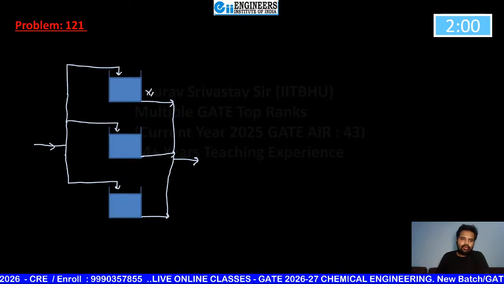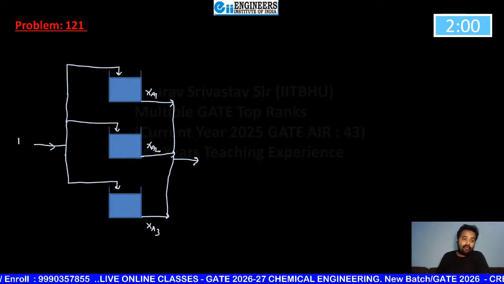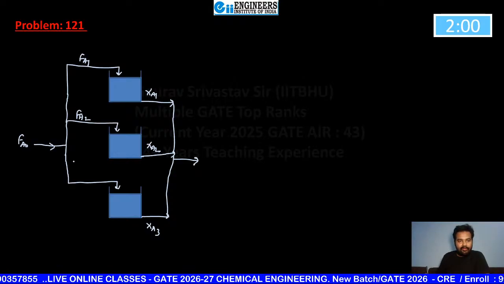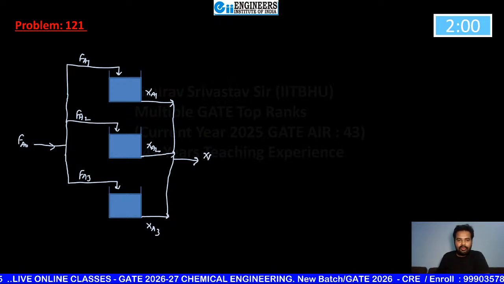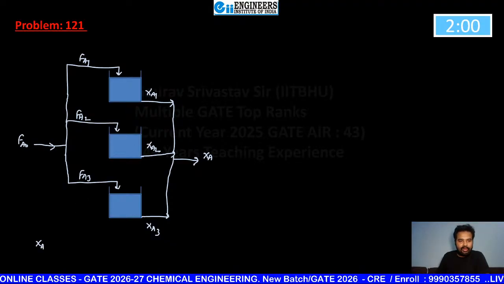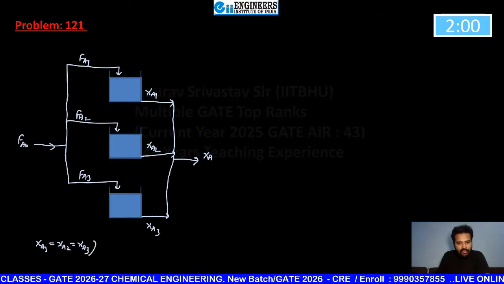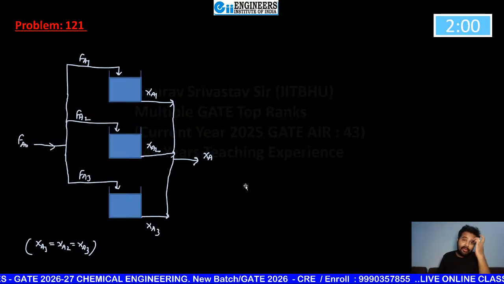So same question like here, xa1, xa2. This time we are going to solve with some numerical values. This is fa naught, and here you are sending fa1, here fa2, here fa3. This is xa, and it is mentioned with your question that xa1 equals xa2 equals xa3. This is given along with your question. ये आपके प्रॉब्लम के साथ दिया हुआ है.